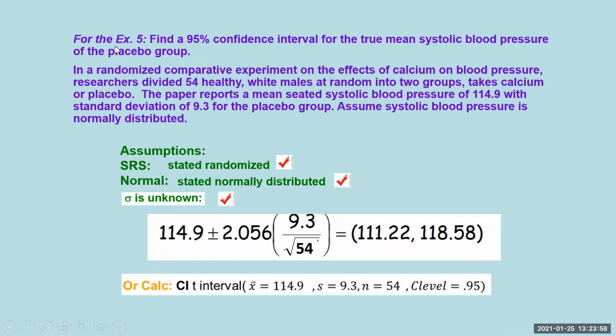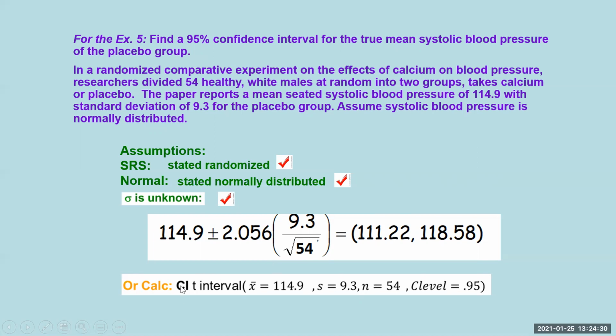Well, yes, that checks because notice this says from the sample, it has a standard deviation of 9.3. So we can either calculate using the formula or the calculator. If you calculate the formula, your mean is 114.9 plus or minus the critical value, which is found from your T table. Again, degrees of freedom, if it doesn't include 53, just do the largest number, times your sample standard deviation, 9.3, divided by square root of n, 54.